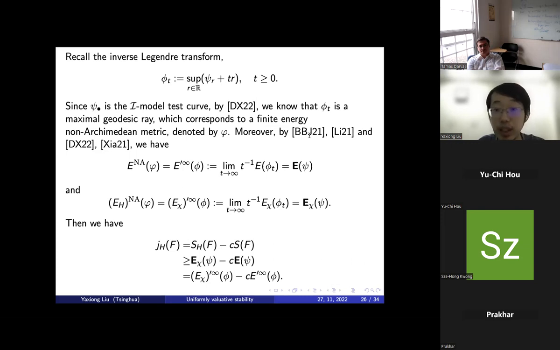I denote it by some varied sign. Moreover, by Boucksom, Hisamoto, Jonsson's work and Chinese work, we know the non-Archimedean Monge-Ampère function of phi equals the radial function, this one, and the twisted non-Archimedean Monge-Ampère function, this one, equals the corresponding radial function. By Darvas and Xia's paper, this one equals the Monge-Ampère energy of the test curve. And by a recent work, it also holds for the twisted Monge-Ampère energy. So the S_H invariant is greater than or equal to the twisted Monge-Ampère energy of the test curve minus some constant C times the Monge-Ampère energy of the test curve, which equals the corresponding radial function.